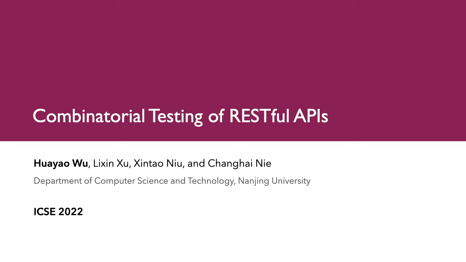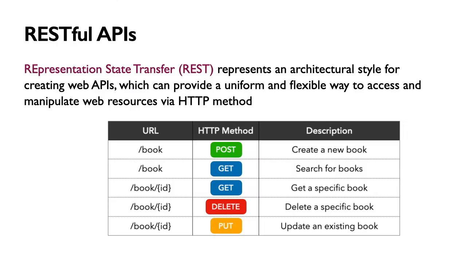In this video, I will present our work, Combinatorial Testing of RESTful APIs, which is accepted in this year's ICSE conference. Representational State Transfer, or REST, represents a popular architecture style for building APIs of modern web services. In this style, each resource of the service is identified by a URL, and management of these resources is realized by HTTP methods like POST, GET, and DELETE.